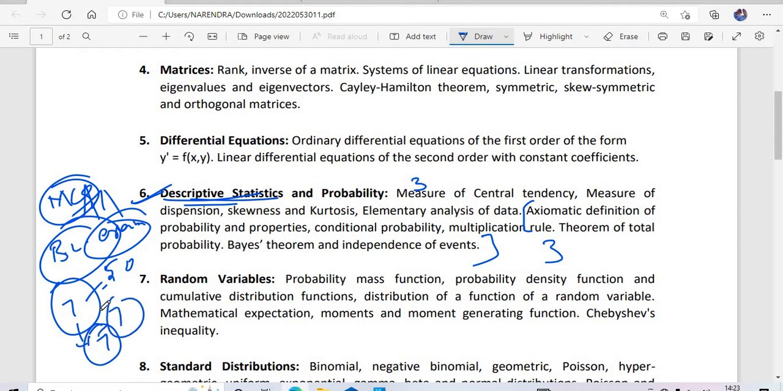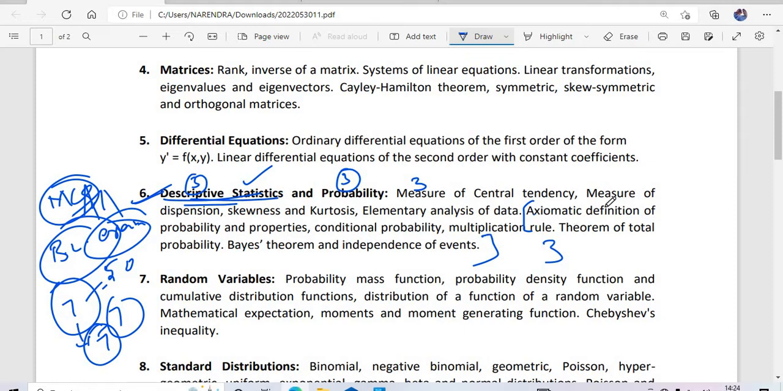So that's what I'm saying. In descriptive statistics, for example, 3 questions are coming, then in probability also 3 questions will come. In descriptive statistics they will mostly ask direct formula type questions, or missing data, and quartile deviation, mean deviation, standard deviation, but nothing too complicated. We'll discuss the MCQs. Now we are moving to probability.